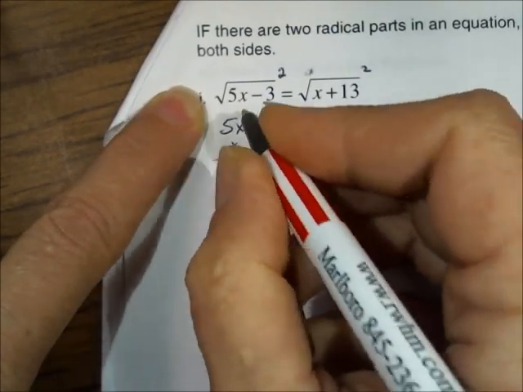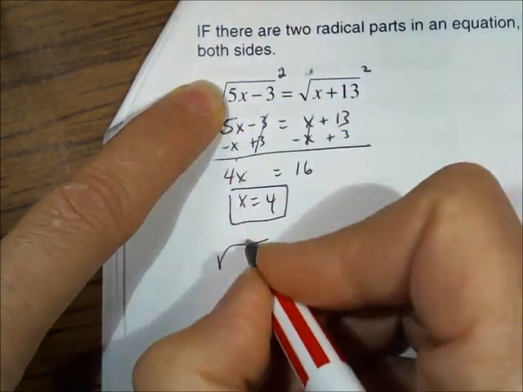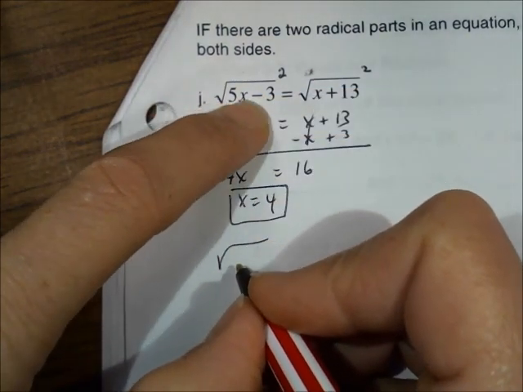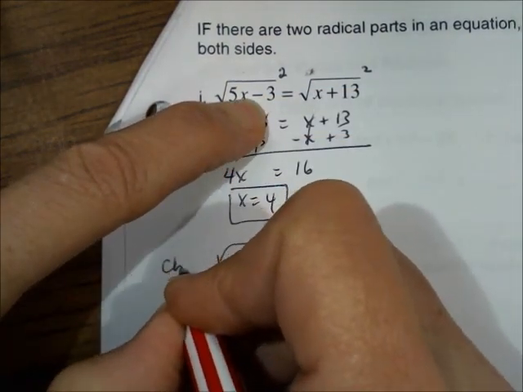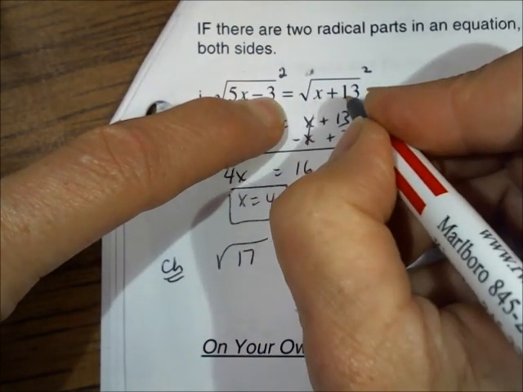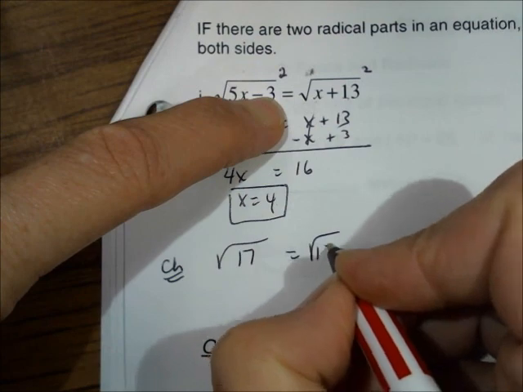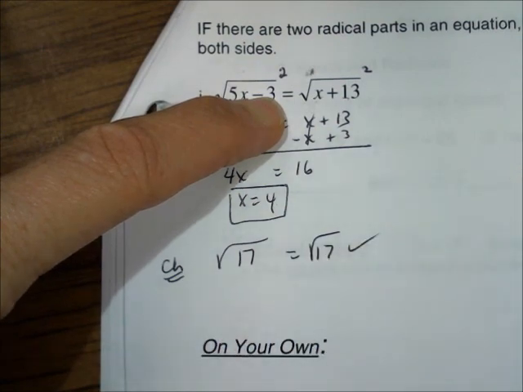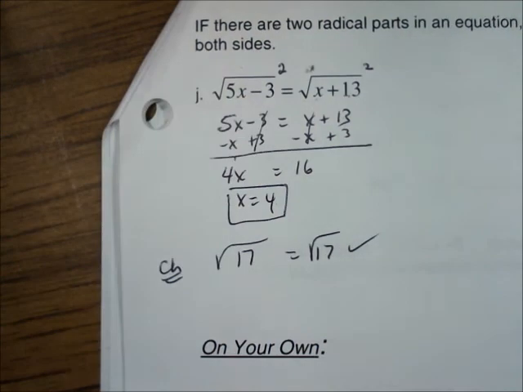And when you check that, does the square root of 5 times 4, which is 20, 20 minus 3 is 17, this is a check. Does the square root of 17 equal x plus 13, 4 plus 13, 17? Yeah, that one checks. That's a quick check. Quick check. I've been there.